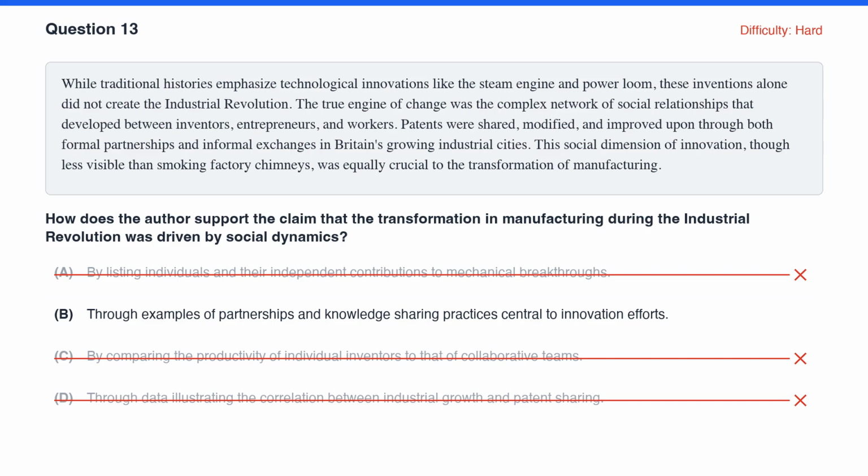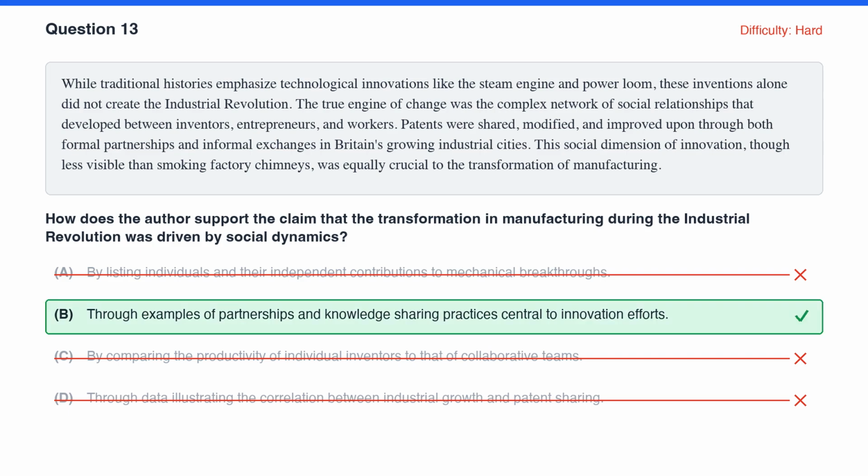qualitative description. Choice B is correct because the author explicitly cites partnerships in the practice of patents being shared, modified, and improved through both formal partnerships and informal exchanges in Britain's industrial cities. These examples of collaborative knowledge sharing directly back the claim that social dynamics powered the transformation.